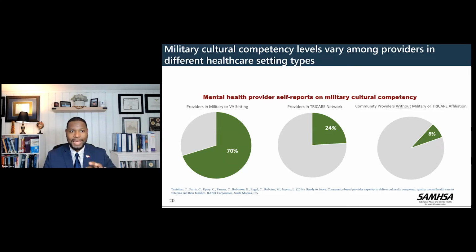And it really looked at military cultural competency among mental health providers from 3 different settings. The leftmost represents those who are in military settings and military treatment facilities, VA medical centers, et cetera, where 70% of those providers report having high military cultural competency. Next, that middle graphic represents those providers within the TRICARE network. So we see about a quarter of those folks. And then lastly, less than 10% of providers that are neither military, TRICARE, or VA connected consider themselves to have high military cultural competency.